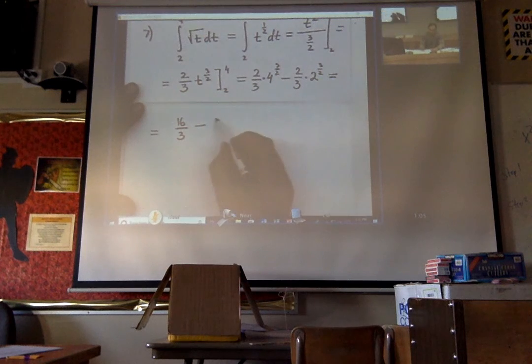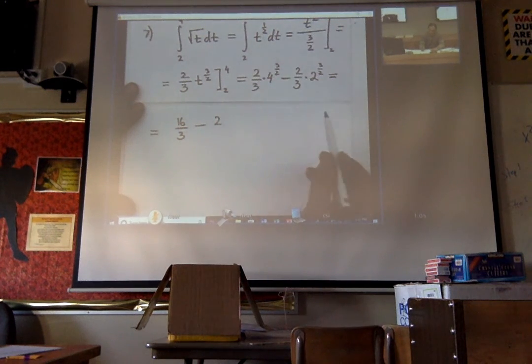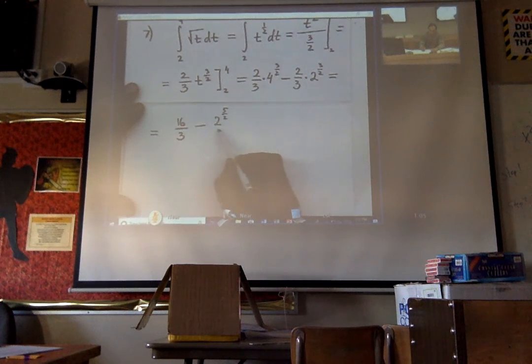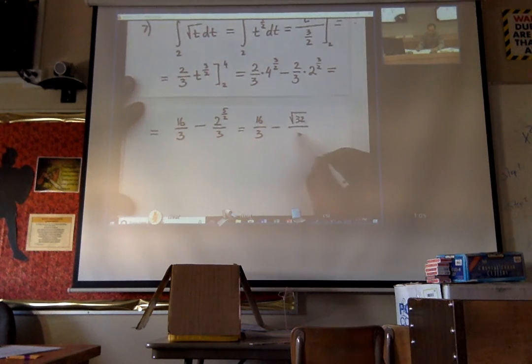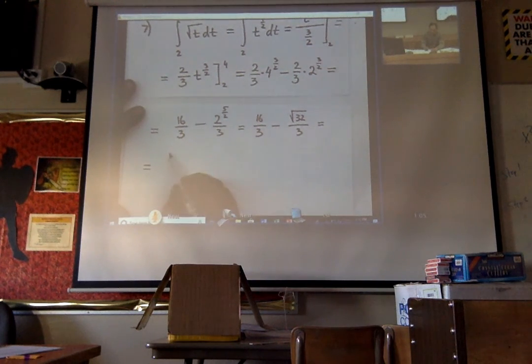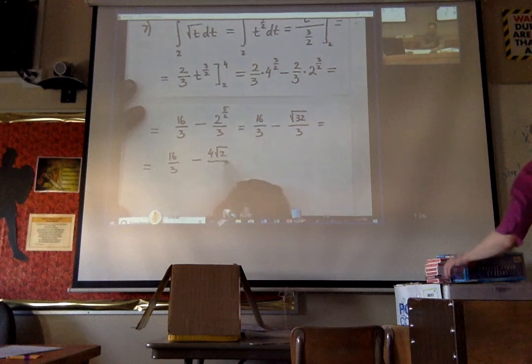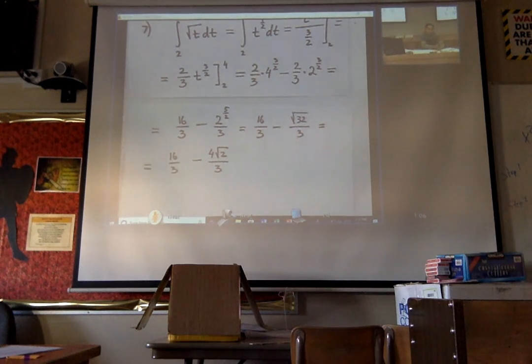So we will have 2 times 2 to the 5 halves, over 3. And this will be 16 over 3 minus 32 over 3. Then we have 16 over 3 minus 4 square root of 2 over 3. And again, why is it 4 square root of 2? Because 32 is 16 times 2. And the final answer will be with 1 denominator. So we get 16 minus 4 square root 2, over 3. And this is the final answer.